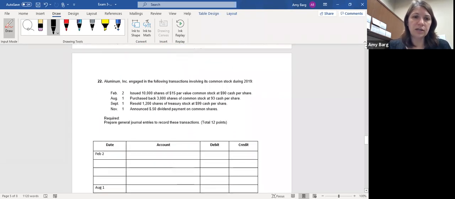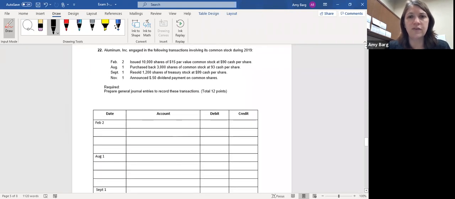So the next question says, Aluminum Inc. engaged in the following transactions involving its common stock during 2019. So on February 2nd, it issued 10,000 shares of $15 par value common stock at $90 cash per share. On August 1st, it purchased back 3,000 shares of common stock at $93 per share. September 1st, it resold 1,200 of those shares of treasury stock, and then it announced a dividend. And the question asks you to do the journal entries. So I'm going to type these.